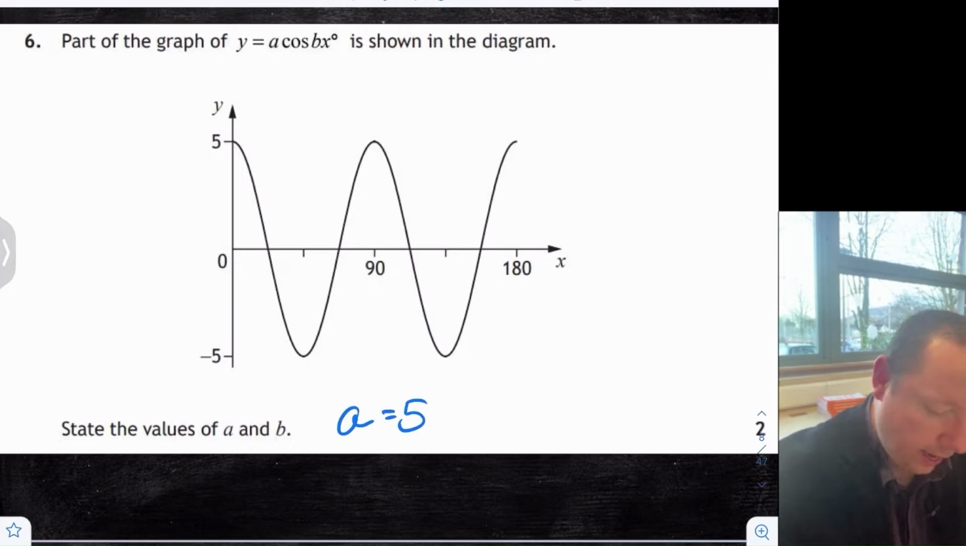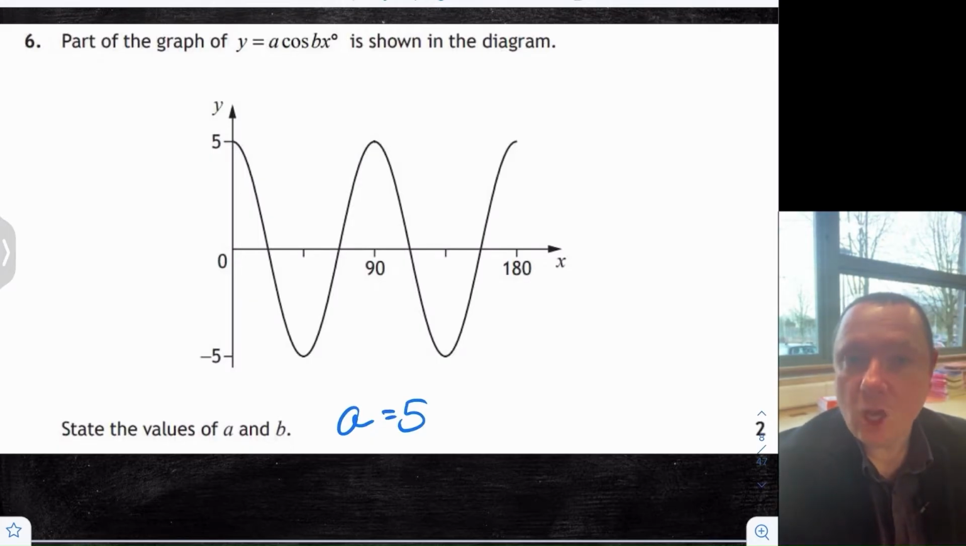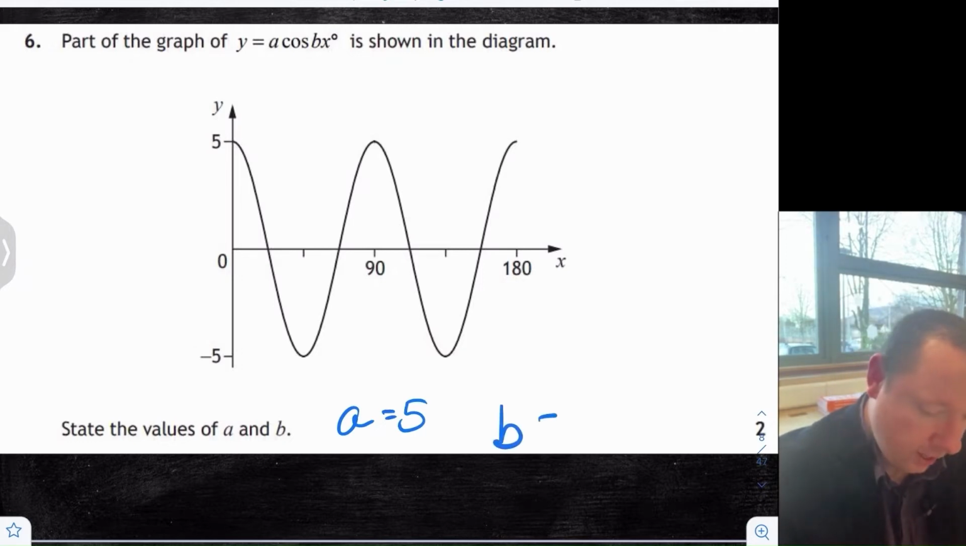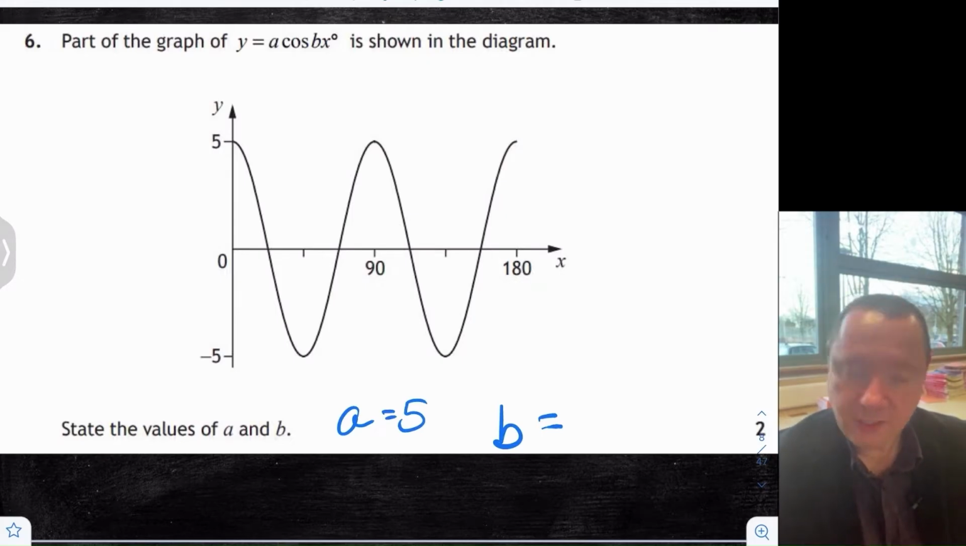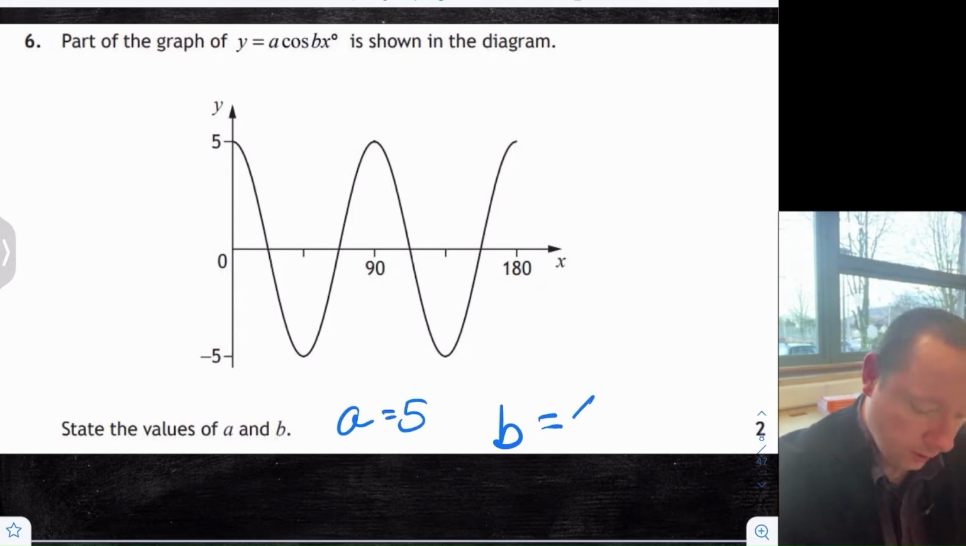And then to get our b, it's bx, so it's the number of waves up to 360. So be very careful, it can try and trick you. There's 1, 2, so you'd be tempted to write 2, but looking at this number it's 180. So it's going to go up another 2 to 360, so it's actually 4.